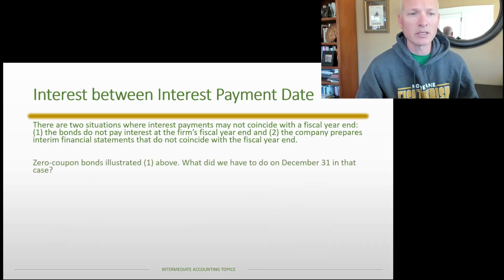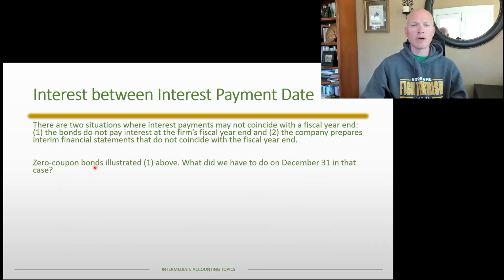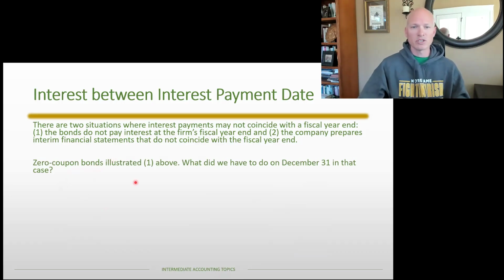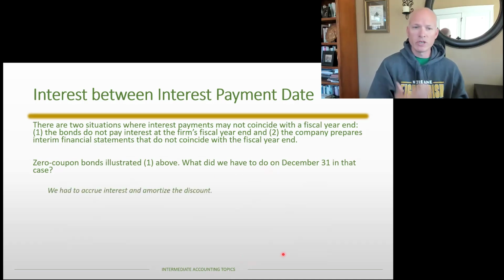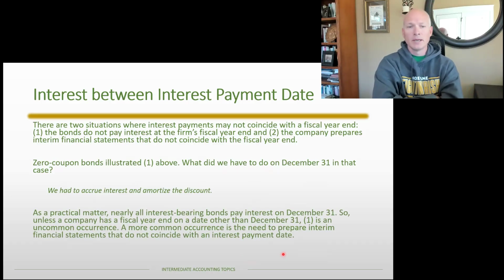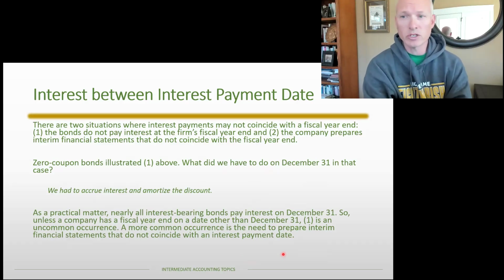isn't taking place. And so one obvious example of that was the zero coupon bonds because there was no interest payment. And so the interest in between interest payment dates was each fiscal year end. And so what we had to do is accrue the interest and amortize the discount. And so now what we have is basically an extension of that situation.